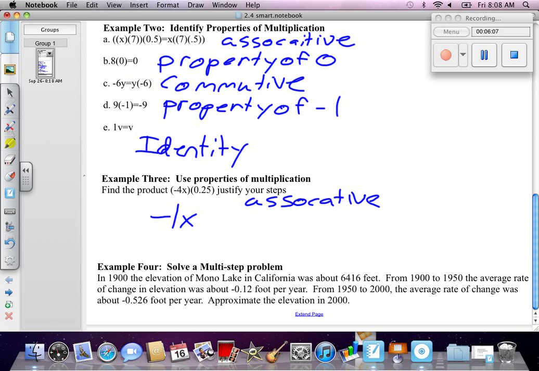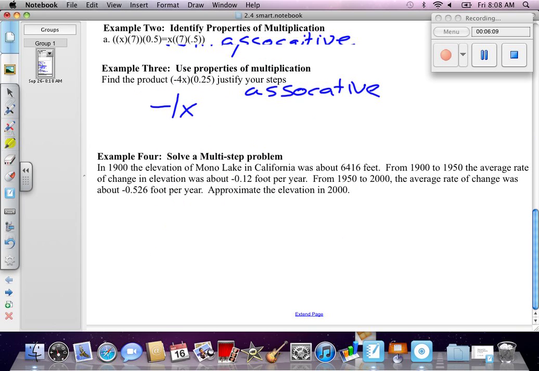All right, let's look at a story problem and then we're finished. In 1900, the elevation of Mono Lake in California was 6,416 feet. From 1900 to 1950, the average rate of change in elevation was about negative 0.12 foot per year. From 1950 to 2000, the average rate of change was about 0.526 feet per year. Find the approximate elevation in the year 2000.